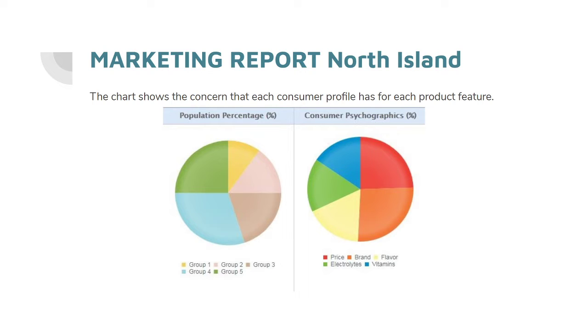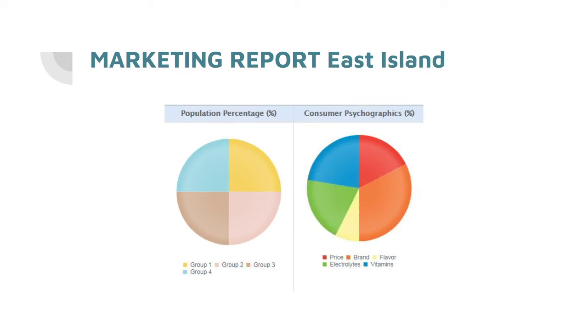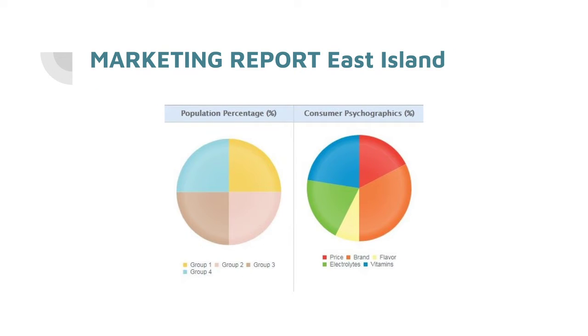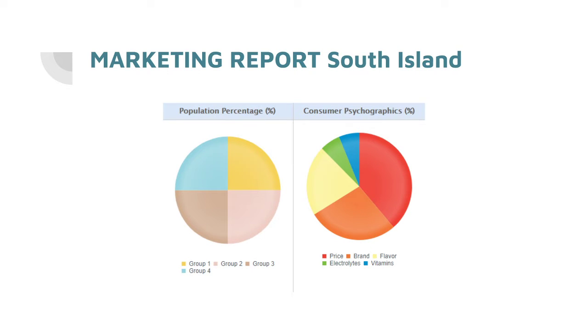For the marketing report, you can see we have three regions: North, East, and South Iceland. For North Iceland, in terms of consumer psychographics, we can see they are divided almost equally among price, brand, flavor, electrolyte, and vitamin. East Iceland is a little bit the same, but not many consumers care much about flavor. And for South Iceland, they care more about price and brand. For electrolyte and vitamin, they don't really care much.